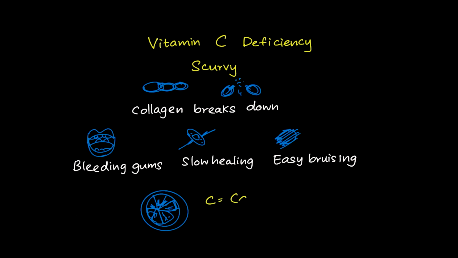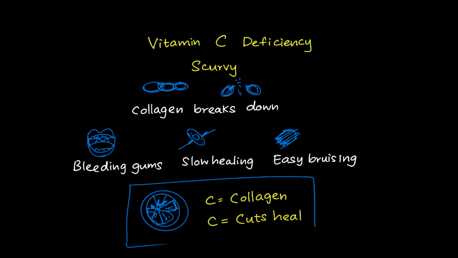Here's a WGU D440 OA exam tip for you. When the question lists bleeding gums and poor wound healing, think vitamin C. Quick recall hook: C for collagen, C for cuts that heal.